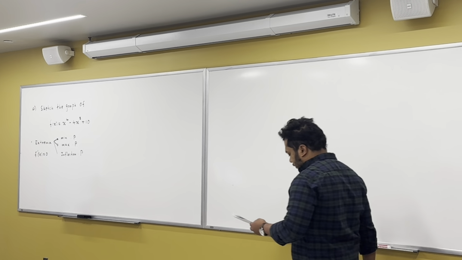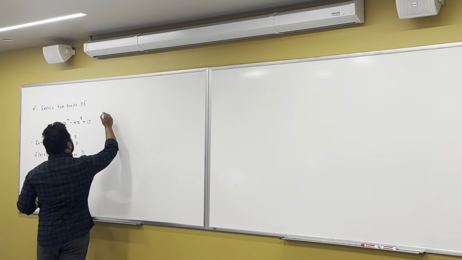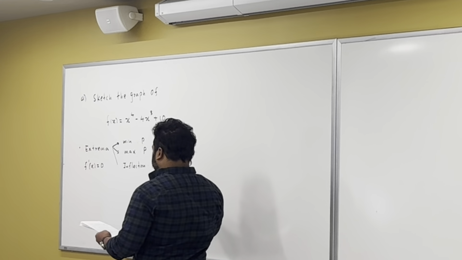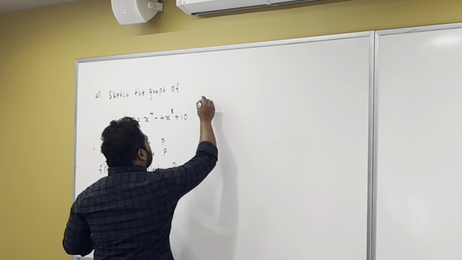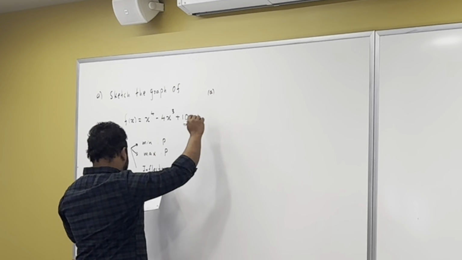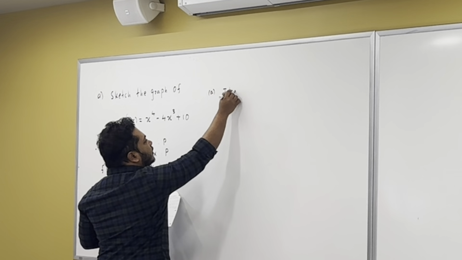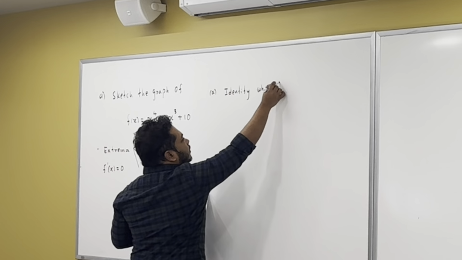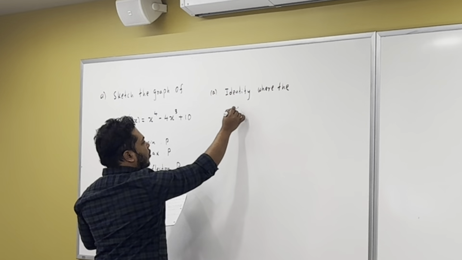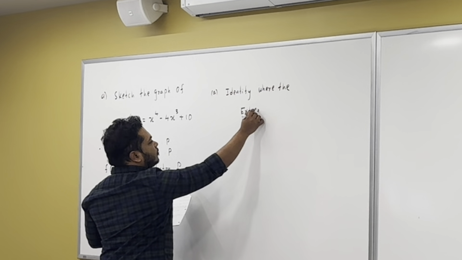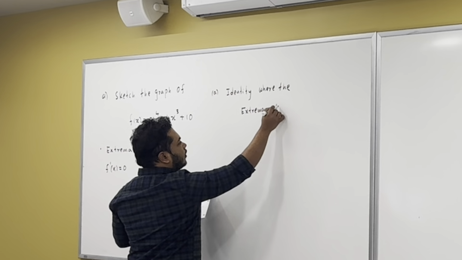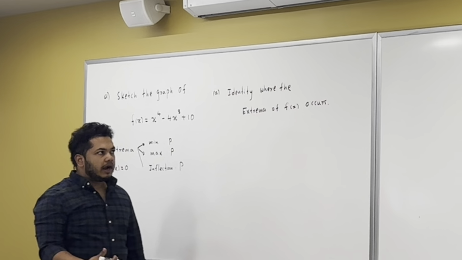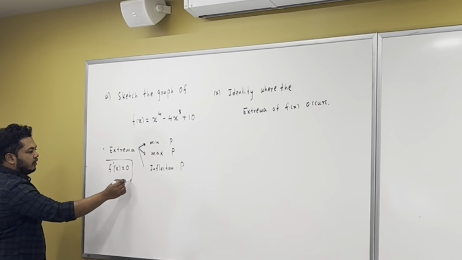So I will write down all the steps you should follow. You don't need to always go through all the steps, but the idea is you have to take the first and second derivative. First, part A: identify where the extrema occur of f(x). Identify the extrema. So exactly, you need to take the derivative.